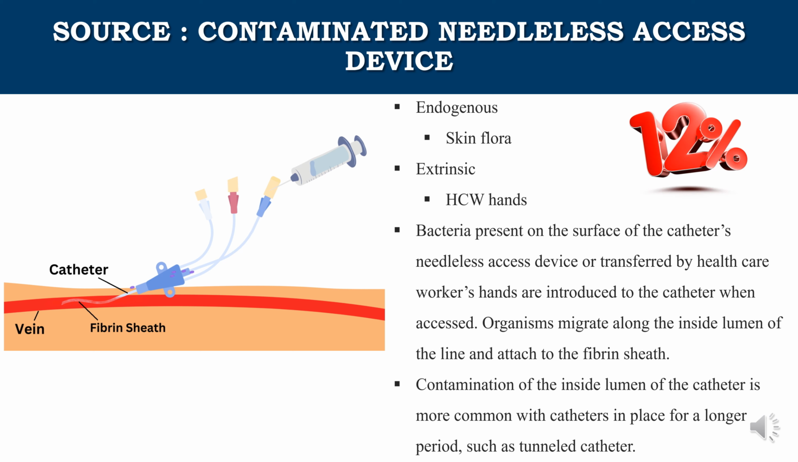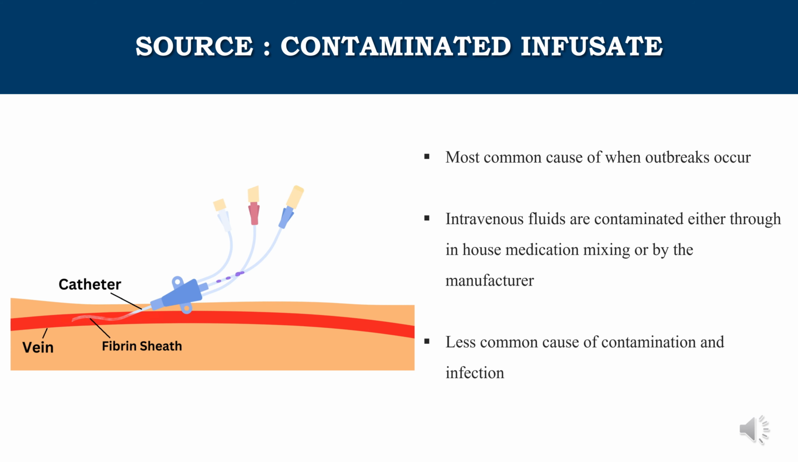This too can be caused endogenously from the skin flora of the patient or extrinsically from a healthcare worker's hand. This video shows how bacteria present on the surface of the catheter's needleless access device are transferred by a healthcare worker's hands or introduced to the catheter when accessed. Organisms migrate along the inside lumen of the line and attach to the fibrin sheath. Contamination of the inside lumen of the catheter is more common with catheters in place for a longer period, such as a tunneled catheter. The other source of infection is contaminated infusate, which is commonly associated with outbreaks.